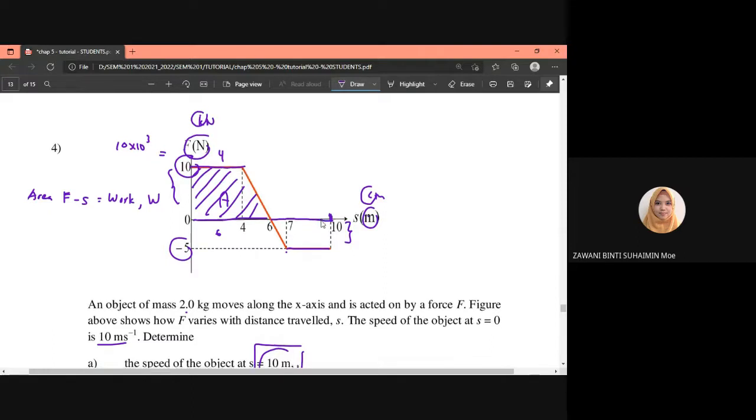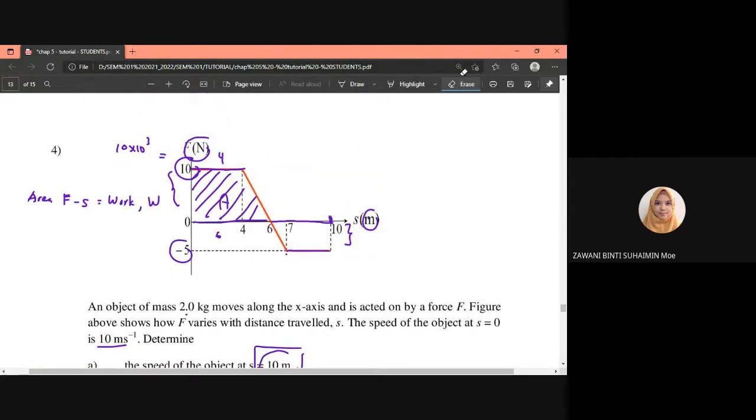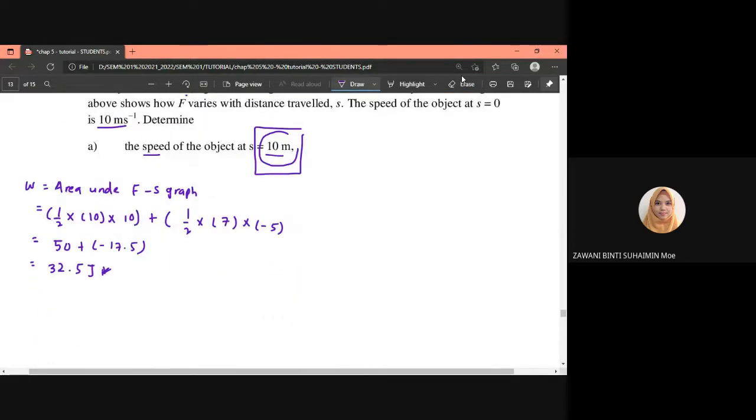Okay. Alright. So tapi kes kita tak ada kan. So dia guna SI unit terus. So tak ada masalah lah. Okay. So tapi saya ingatkan awak kena berhati-hati dengan dia punya SI unit dekat paksi tu. Okay. Alright, so settle 32.5. Okay, so baru dapat work.